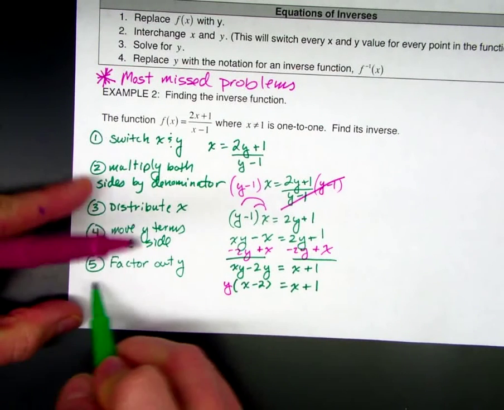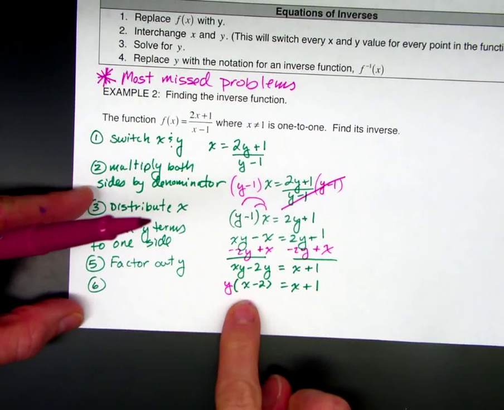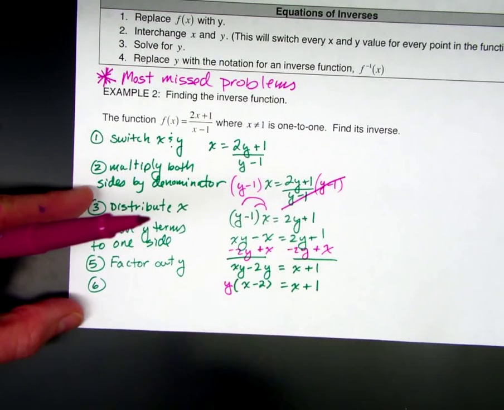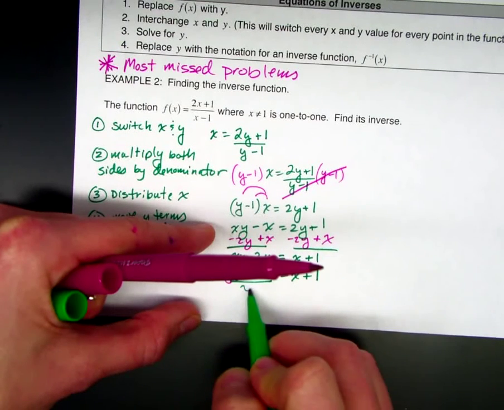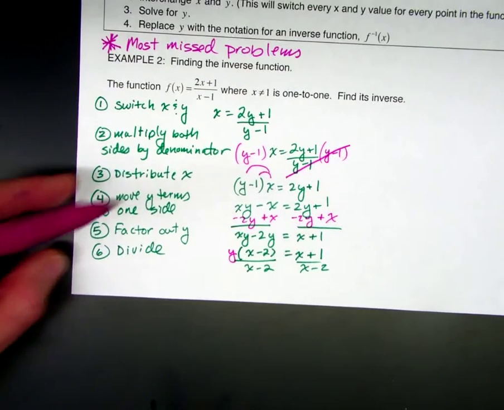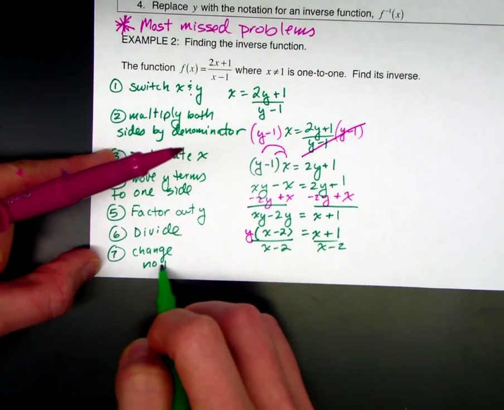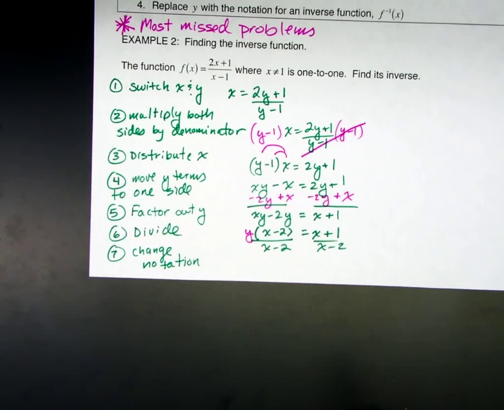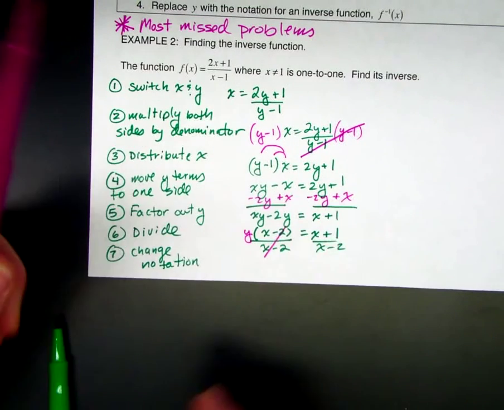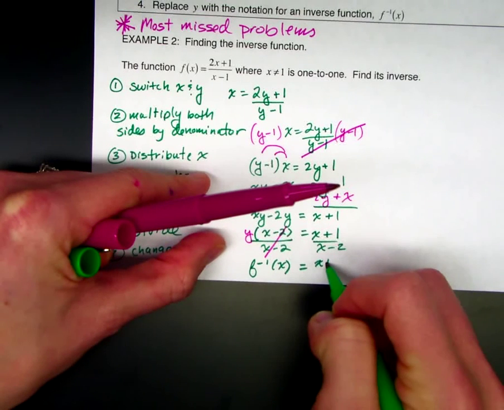All right, next step. How do we get y by itself? How would we get this y by itself? Yep, divide. All right, and then the last step is to just change the notation. Instead of using y, we're not trying to look for a y equals, we're using function notation. So instead of y, we're going to use the inverse function notation equals x plus 1 over x minus 2.